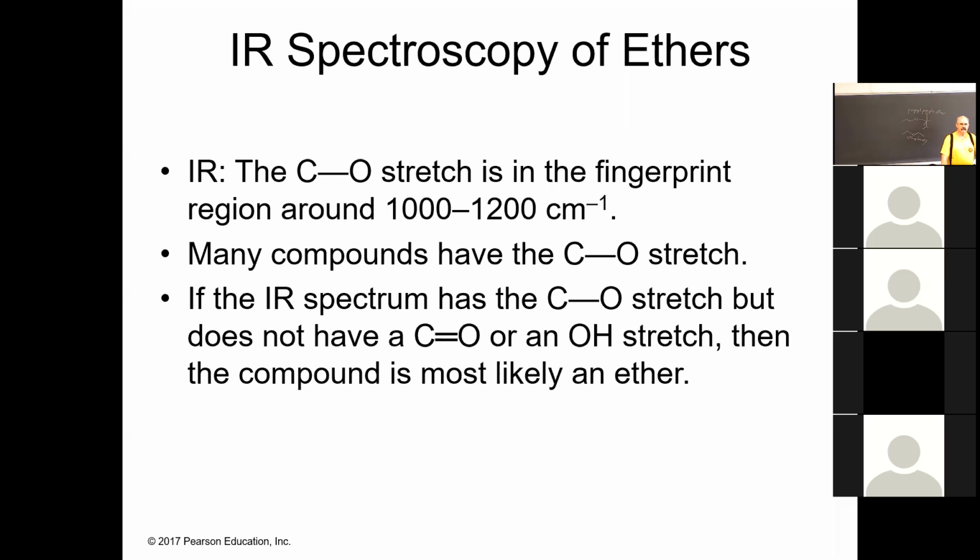I posted a video on Top Hat for this week's lab about infrared spectroscopy. Infrared spectroscopy looks at the bond stretching frequencies, and this gives information about the functional groups that are present. In the infrared, the CO stretch occurs at about 1,000 to 1,200 wave numbers. Many compounds besides ethers will have this CO stretch. If we don't see a C=O double bond or an OH stretch, then it's likely an ether.